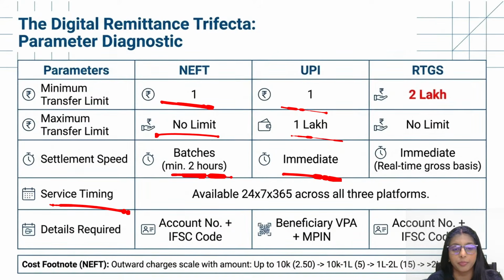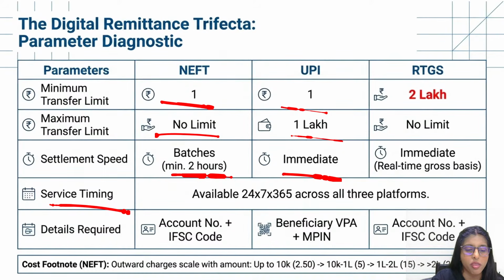RTGS, Real Time Gross Settlement. It's an electronic fund transfer system used mainly for large value transactions, because the minimum transfer limit is 2 lakh and there is no maximum limit. Settlement is instant, which is why it's real time gross basis. Service timing is 24/7. What details are required for RTGS? Account number and IFSC code. RTGS is done for big transactions.